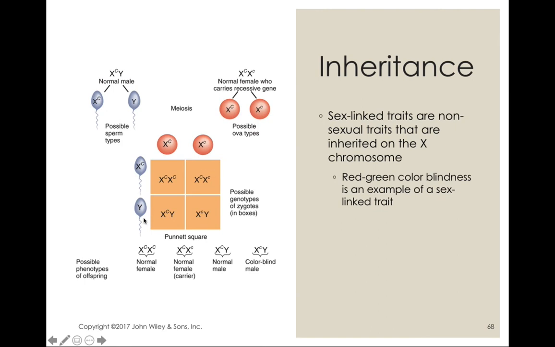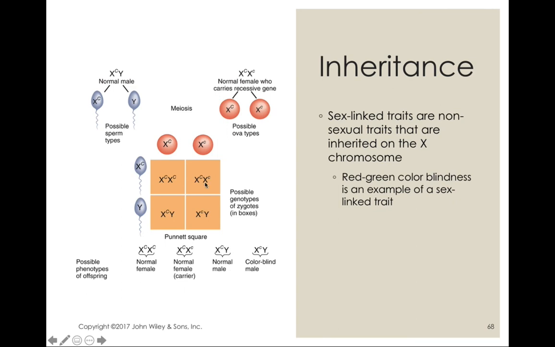Now, in the event that this sperm cell carrying the Y chromosome is going to fertilize either of these egg cells, here, this is going to leave us with a normal male. But if this sperm cell fertilizes this egg cell with the recessive red-green color blindness chromosome, this is going to result in a colorblind male. You can see that this offspring is a normal female with both sets of normal X chromosomes. This individual is a normal male, and we see that represented right here.